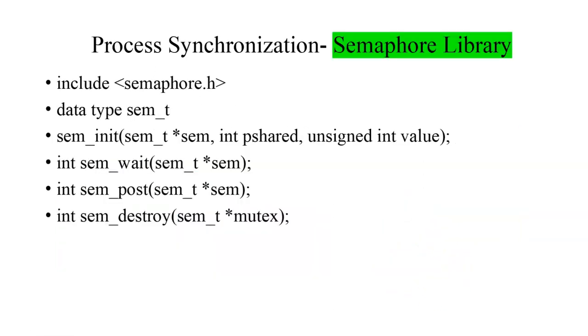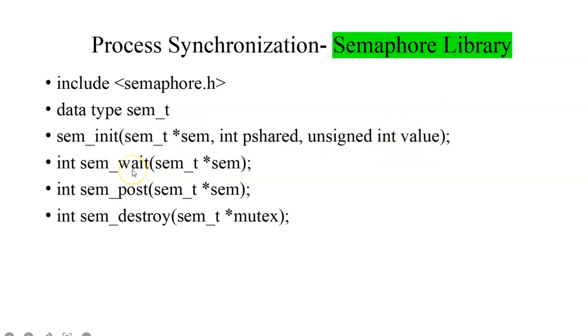Now, how to implement this in our programs? Using the semaphore library, semaphore.h. This library provides a data type sem_t to declare semaphores, and we have the sem_init function. It takes 3 arguments: the semaphore, the shared flag, which will be 1 if the semaphore is between processes and 0 if it is between threads, and the third one is the value we want to initialize the semaphore to.